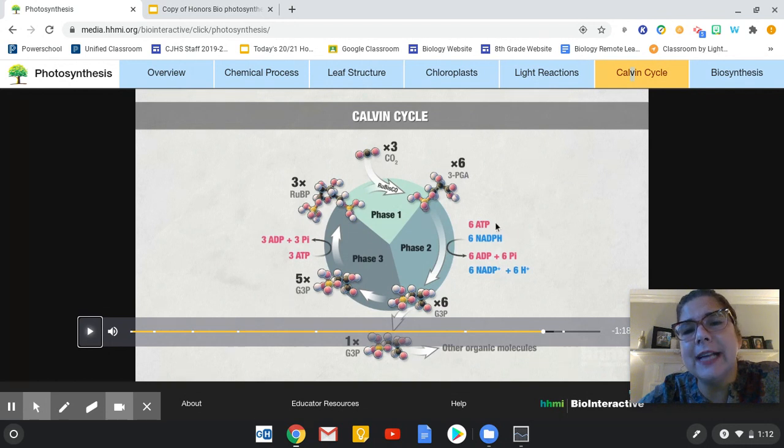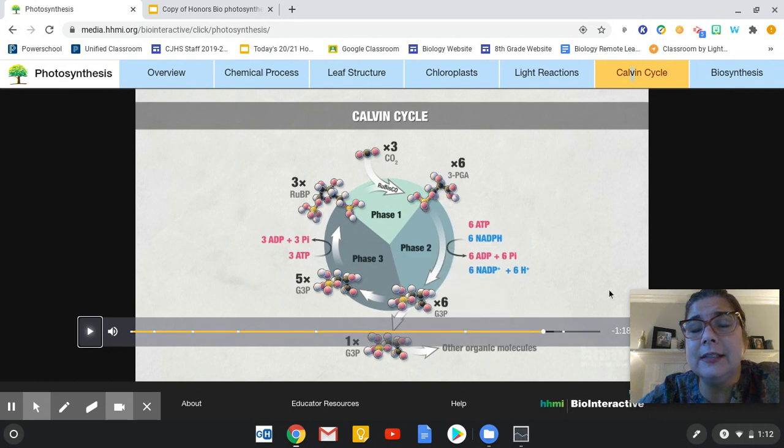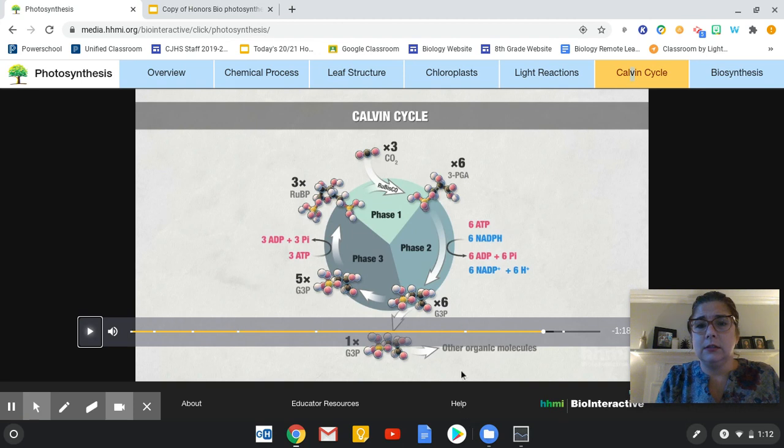From there, remember those ATP and NADPH molecules that we had from our first part? This is where they come into play. They are providing the energy for phase 2. In phase 2, we make this G3P. Now, this is what's important, because it's ejected here. These G3Ps are going to come together to make our sugars. These are the bases of our carbohydrates that are going to store lots and lots of energy.